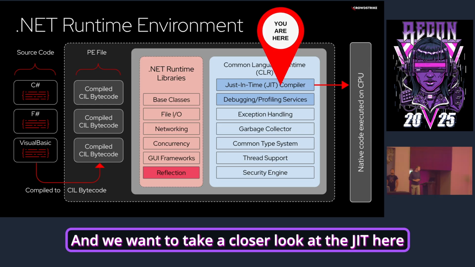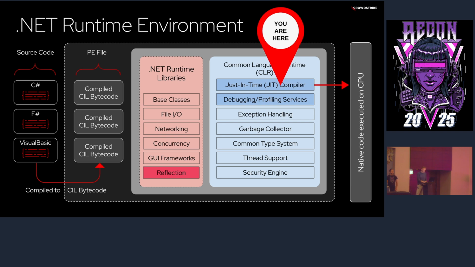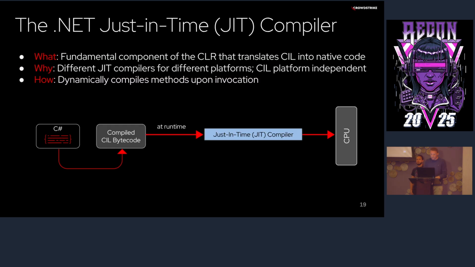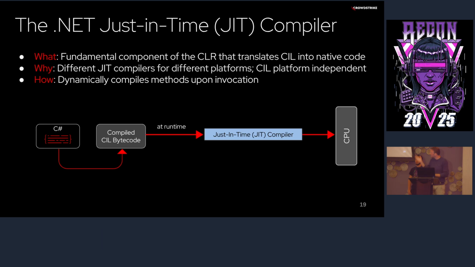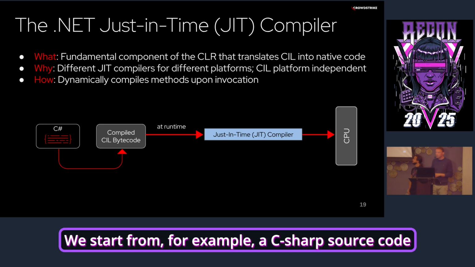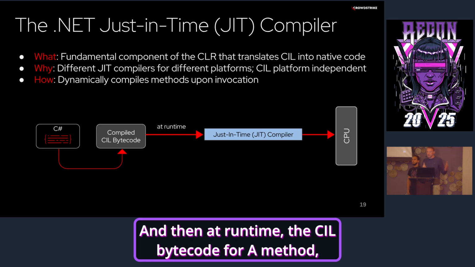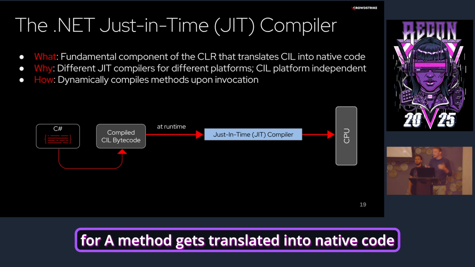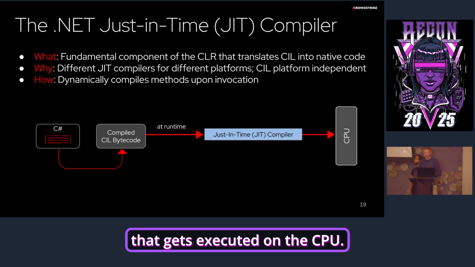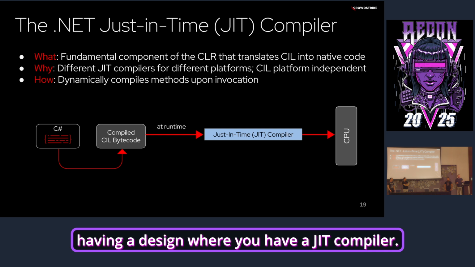And we want to take a closer look at the JIT here because that offers a number of opportunities that we want to leverage for our approach. So again, here's the process depicted. We start from, for example, a C# source code that gets then compiled to SIL bytecode, and then at runtime, the SIL bytecode for a method, it's all method-based, gets translated into native code that gets executed on the CPU.